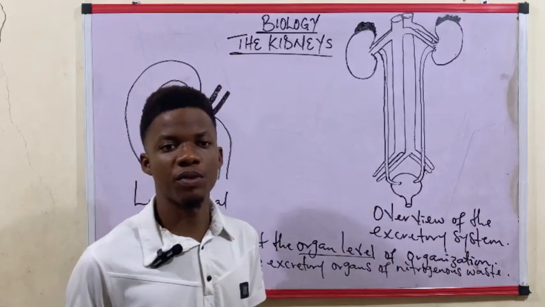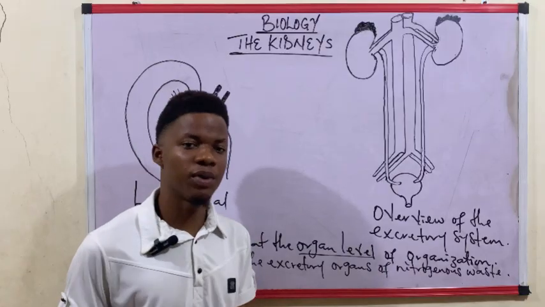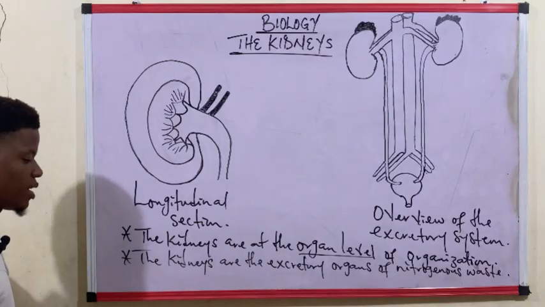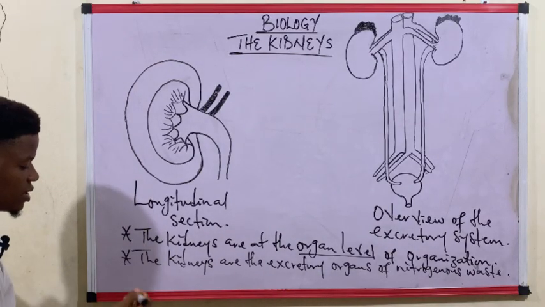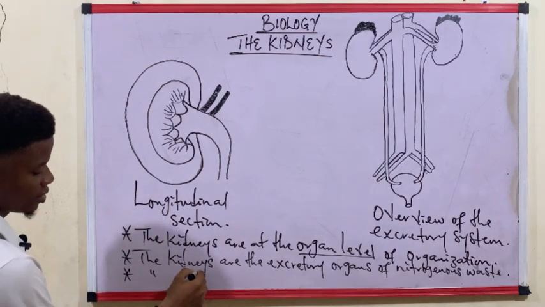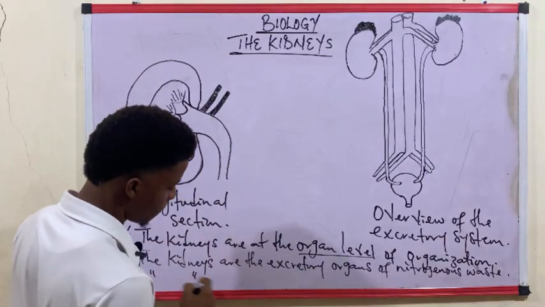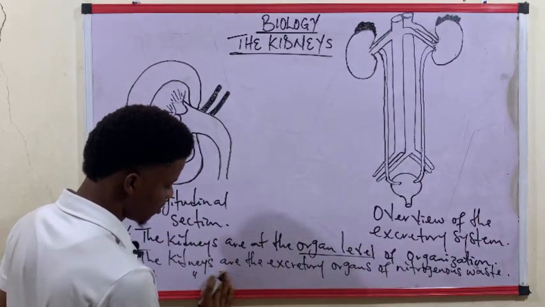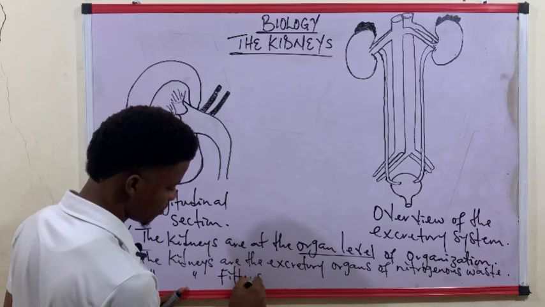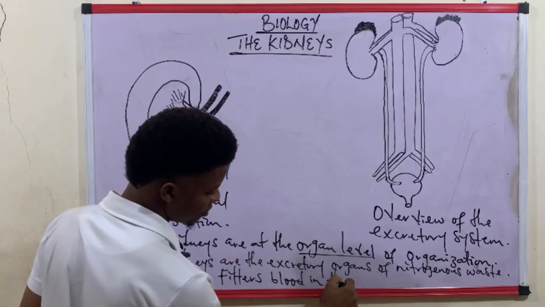In case you see a question, alright, which of the following organs excretes nitrogenous waste from the body? Alright, please take note. It is the kidneys. Alright, now another thing again about the kidney you need to know is that the kidneys filter blood in the body.